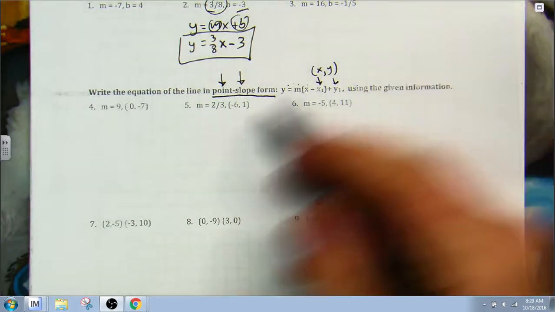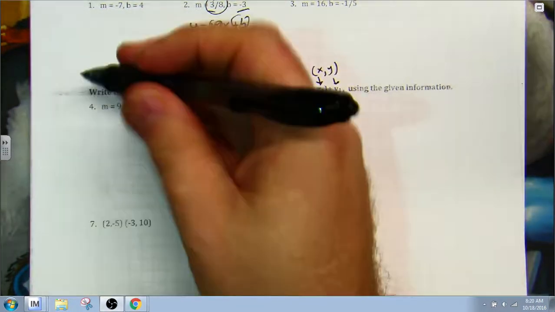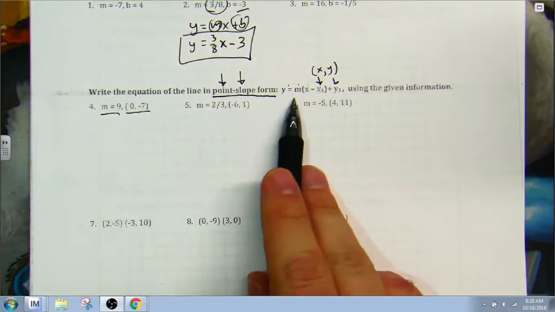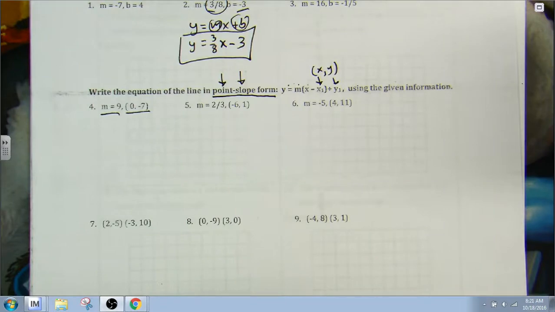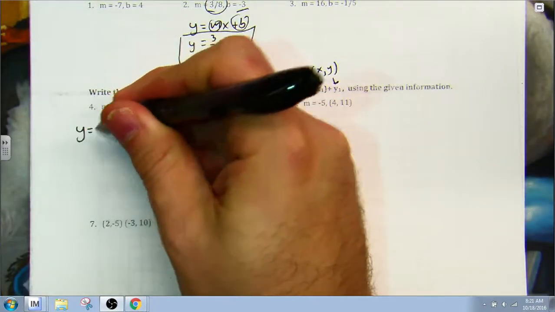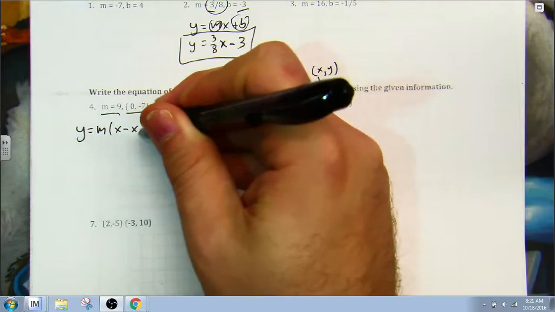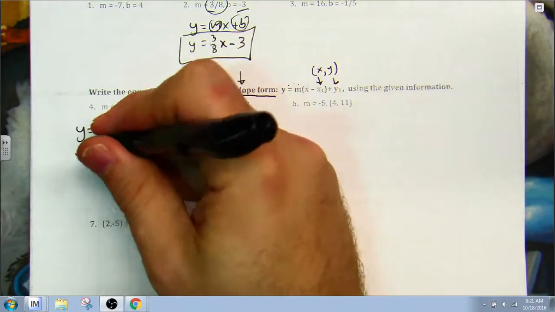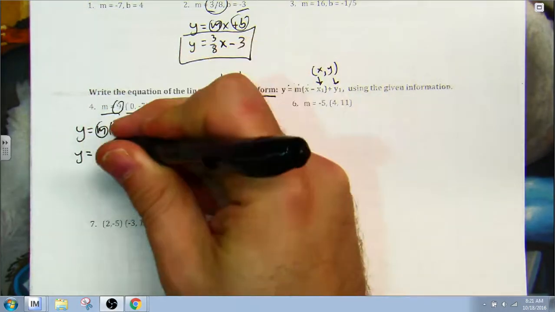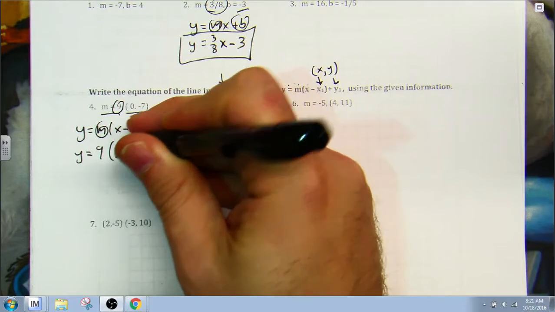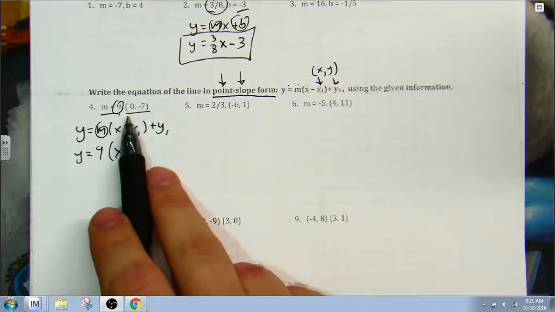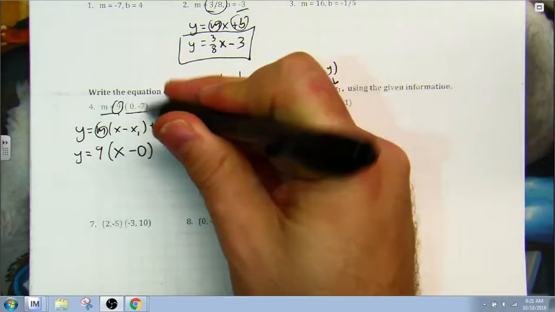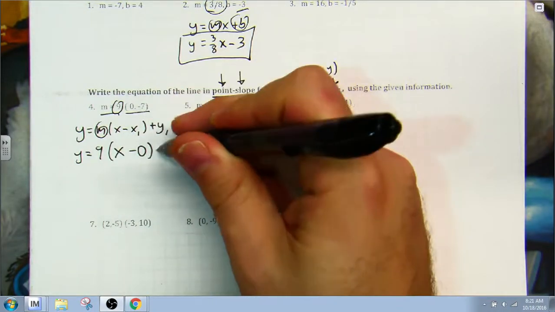So when we do this, let's look at number 4 here. We are given a point and a slope, and so from that, using the point and the slope from point-slope form, we can solve this. So we have y equals m times (x minus x1) plus y1. Let's go ahead and give this a try. Y equals, well, instead of m, I'll write what my m is, which is 9. X stays the same, but x1 is the x of my point. And what's the x of my point? 0. So minus 0. And then I'm going to add the y value, which is negative 7.